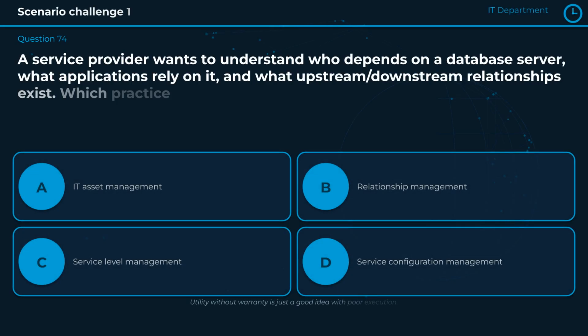Question 74. A service provider wants to understand who depends on a database server, what applications rely on it, and what upstream-downstream relationships exist. Which practice is most relevant? A. IT asset management. B. Relationship management. C. Service level management. Or D. Service configuration management.